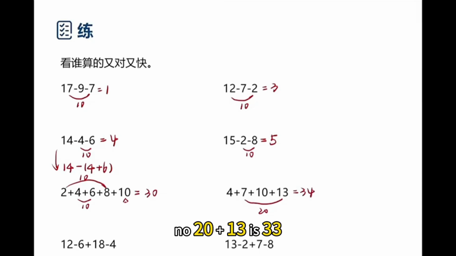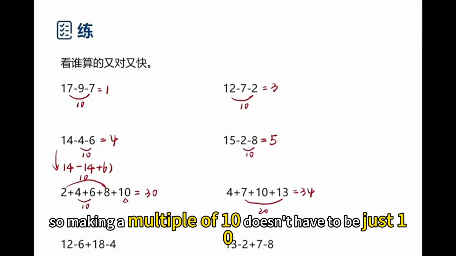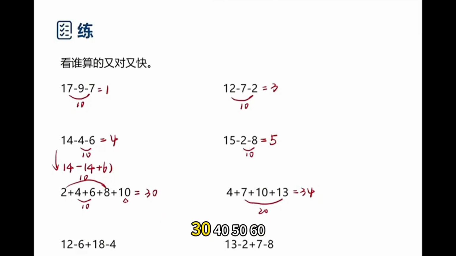No, 20 plus 13 is 33, plus 4 is 37. My mistake. Let's redo that. 13 plus 7 is 20. 20 plus 4 is 24. See, that's fast too, right? So making a multiple of 10 doesn't have to be just 10. It can be 20, 30, 40, 50, 60, anything works.